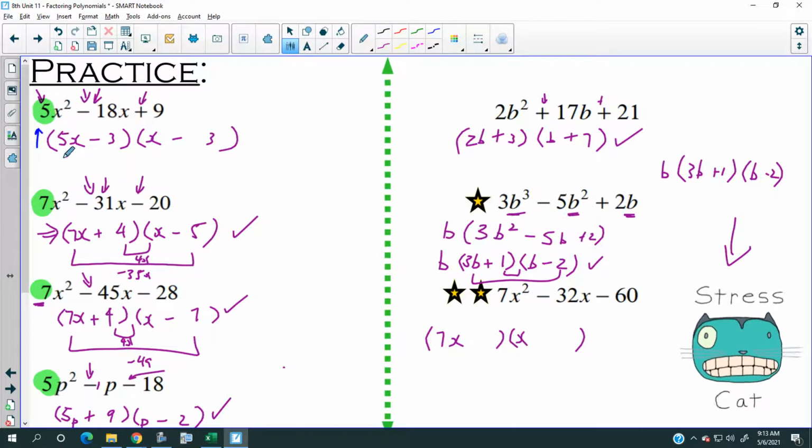Well, you only have two choices here for the first, meaning as in FOIL, on the first terms. You're just looking at prime, meaning you don't have any choices. You have to do 5x times x. For this one, you have to do 7x times x. For this one, you have to do 7x times x. For this one, you have to do 2b times b. That's your only option.